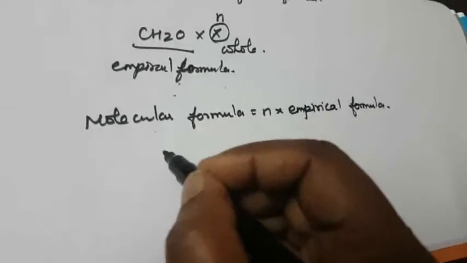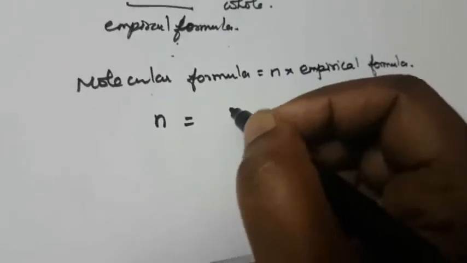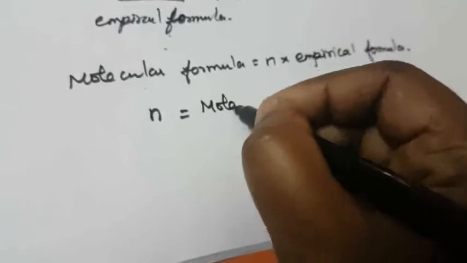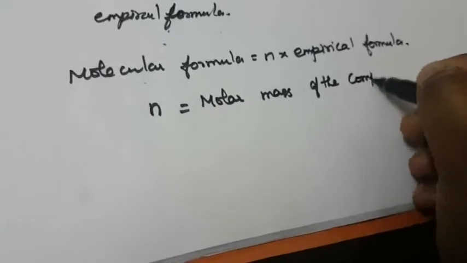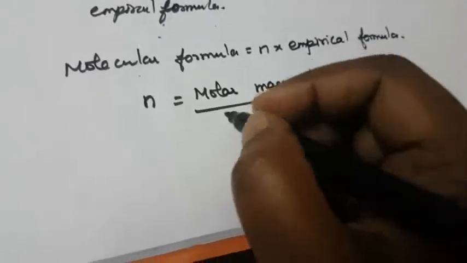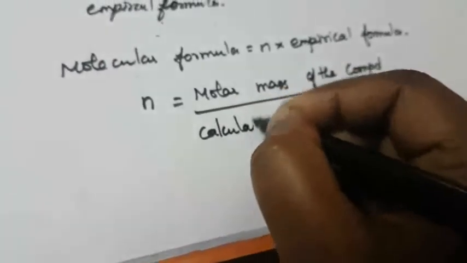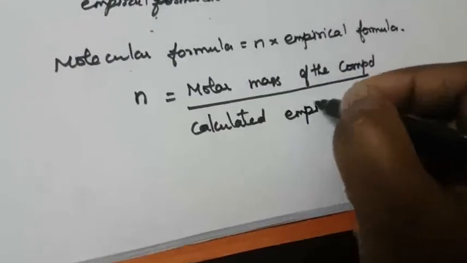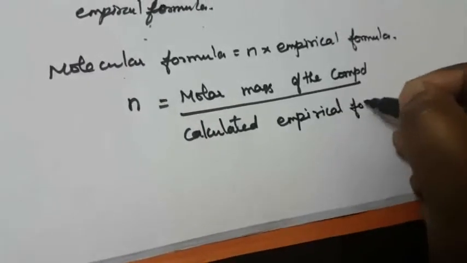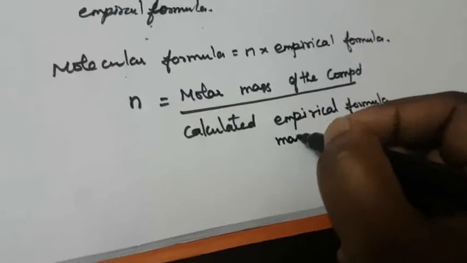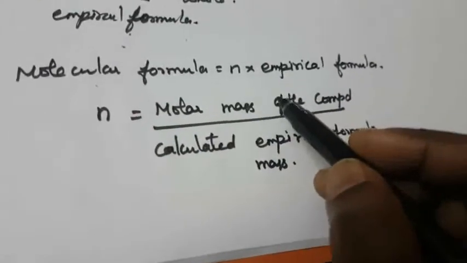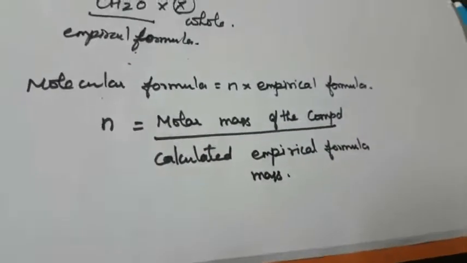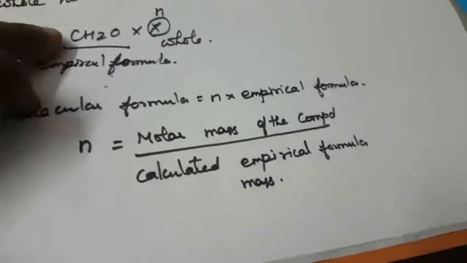So what is n, and how do we calculate n? n is calculated from the molar mass of the compound, that is, the molecular mass of the given compound, divided by the calculated empirical formula mass, which is what you calculated from the empirical formula. How to calculate it? I will explain with a sample calculation.